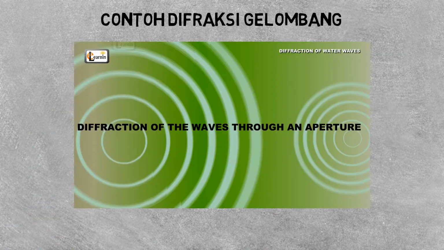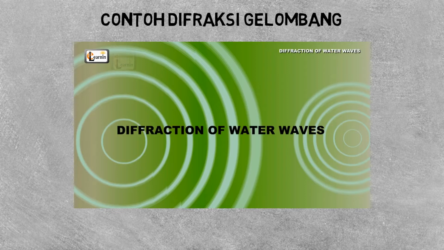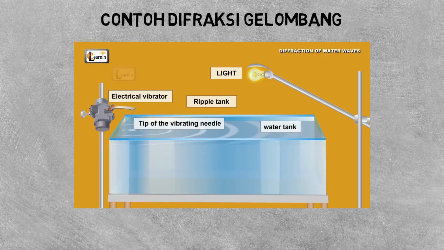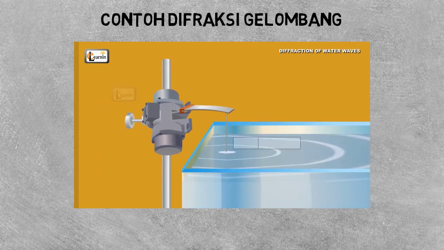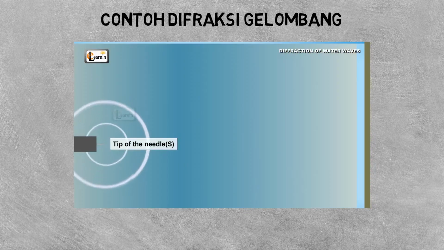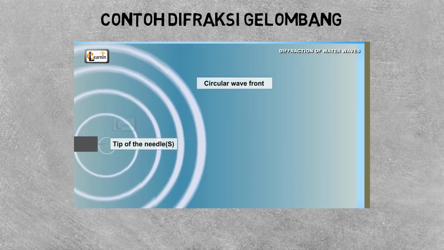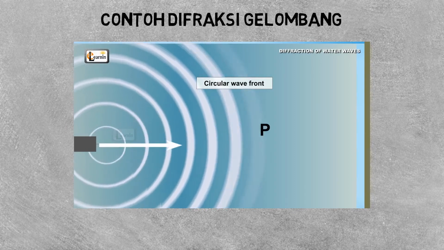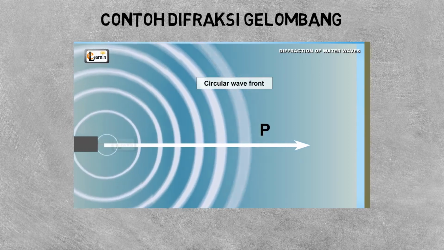Diffraction of the waves through an aperture. Diffraction of water waves. Consider the ripple tank arrangement. Let the tip of the needle, which is connected to the electrical vibrator that produces circular wave fronts, be S. These wave fronts would be traveling in the direction along P.